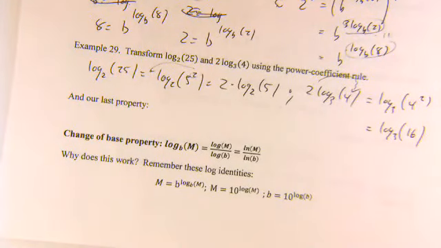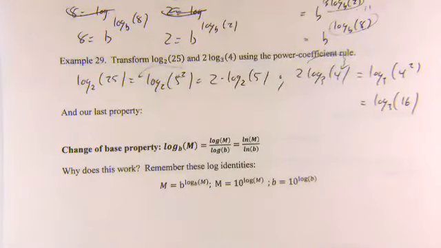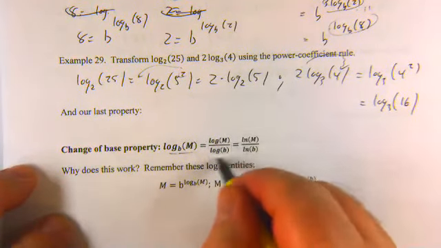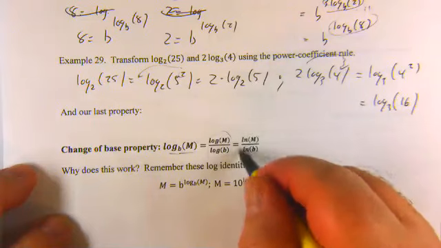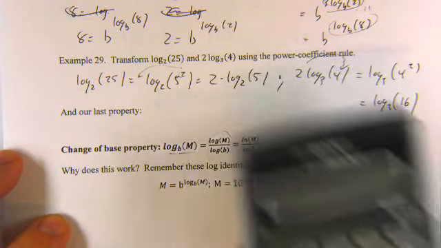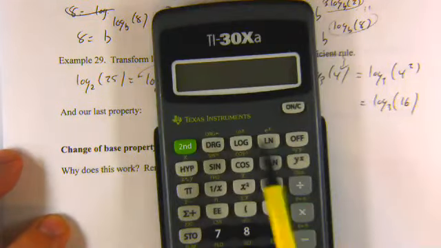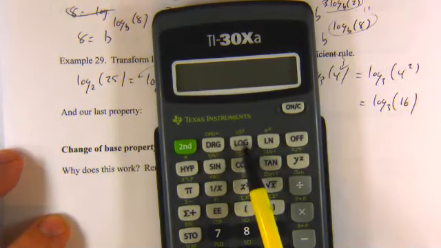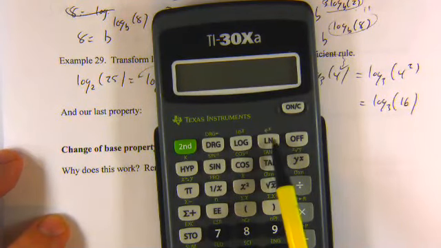So that's 3 powers. Last one is the change of base property, which we don't use quite so much as we have in the past, because most computers can now do logarithms to any base. But if you want to know log base b of m, you can find it using base 10 logarithms or base e logarithms. And most calculators will have a log button, that's my base 10 logarithm button, and an ln button, that's my base e logarithm button.